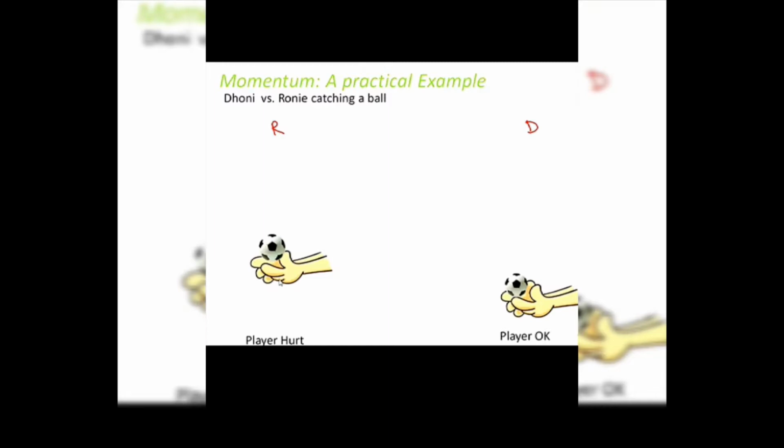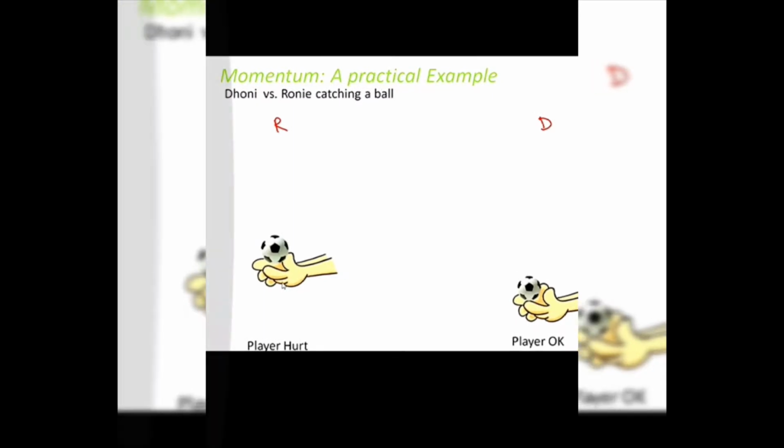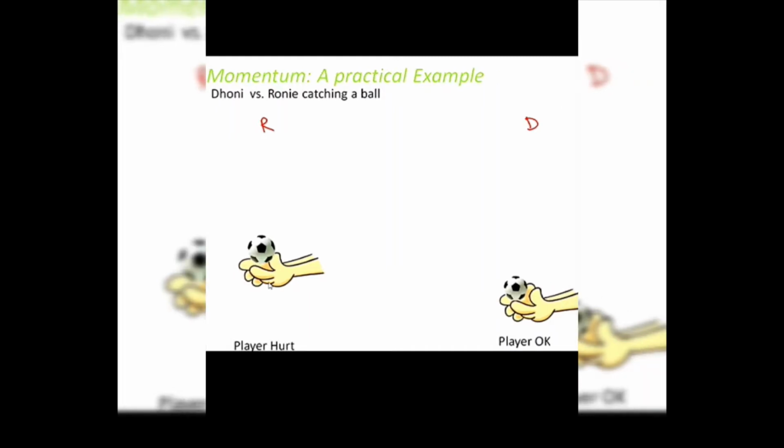So, what happens in the first case? When it's Ronnie, how will he catch the ball? The ball is coming with high speed and he's just keeping his arms stationary. So the ball, which is coming with very high velocity, falls on his hands and his hands get hurt because the ball is coming with high velocity. But in the second case, when Dhoni catches the ball, what does he do?